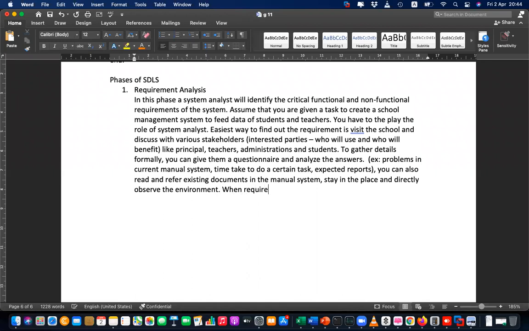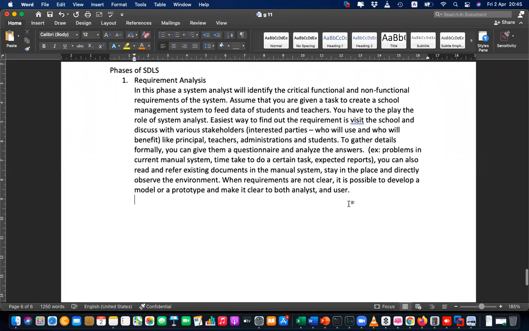When requirements are not clear, it is possible to develop a model or a prototype and make it clear to both the developers, the analysts, and the users. So these are the possibilities of analyzing the system.